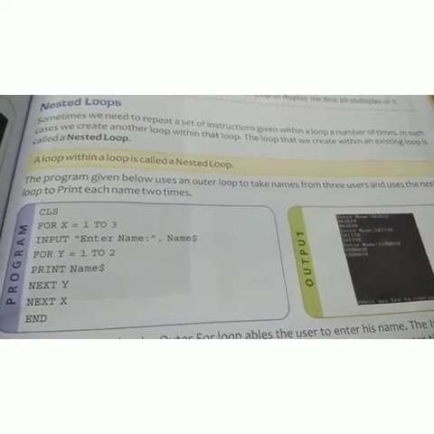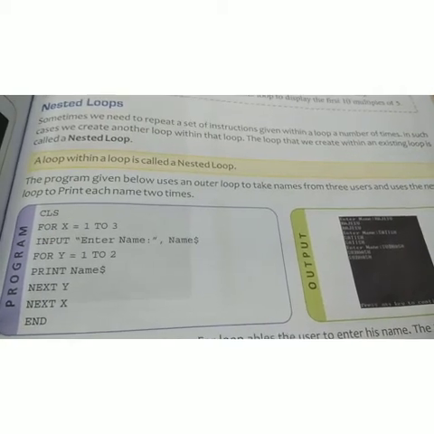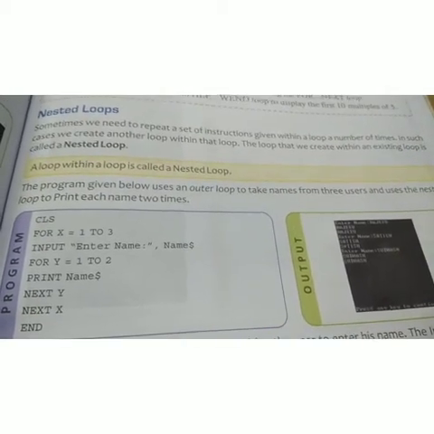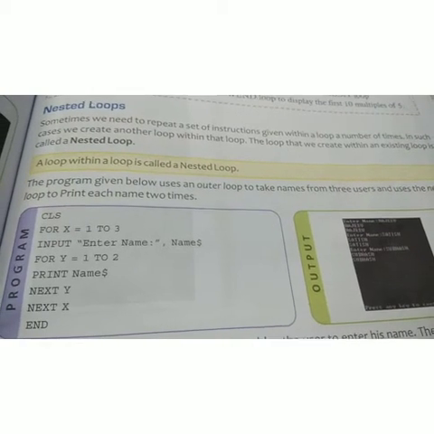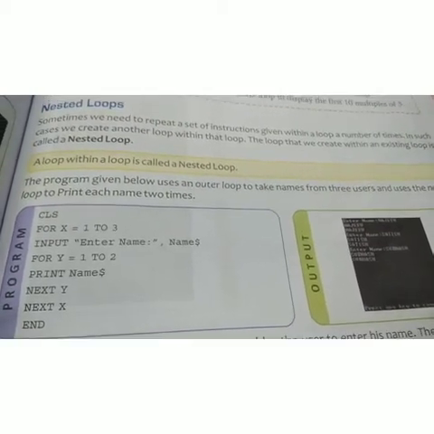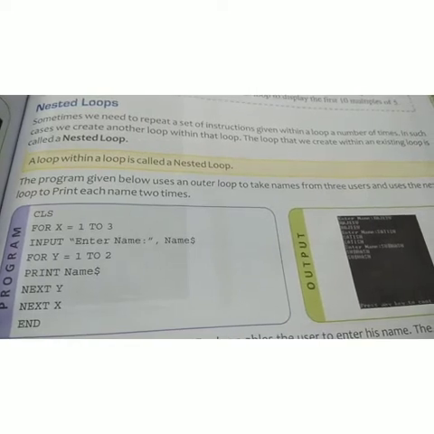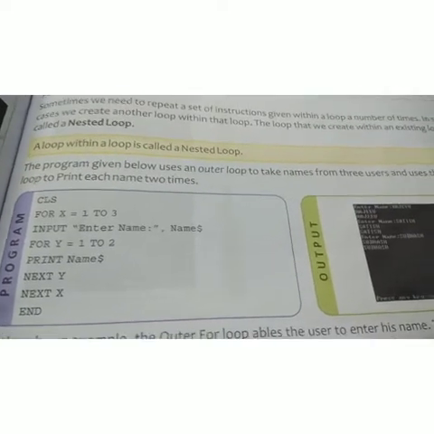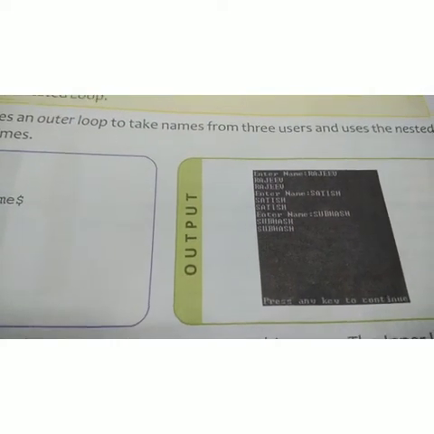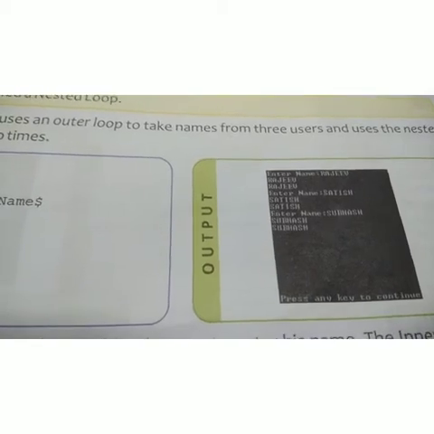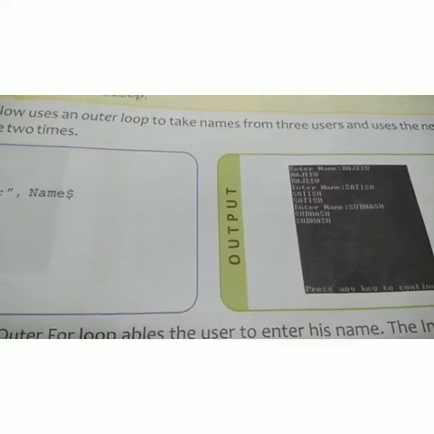Now see: CLS, for x equal 1 to 3, then input "Enter name", name. Then for y equal 1 to 2, print name, and next y, next x, then end the program. So see the output to show a name. Enter any name to show the given output; it shows the particular name in this nested loop.